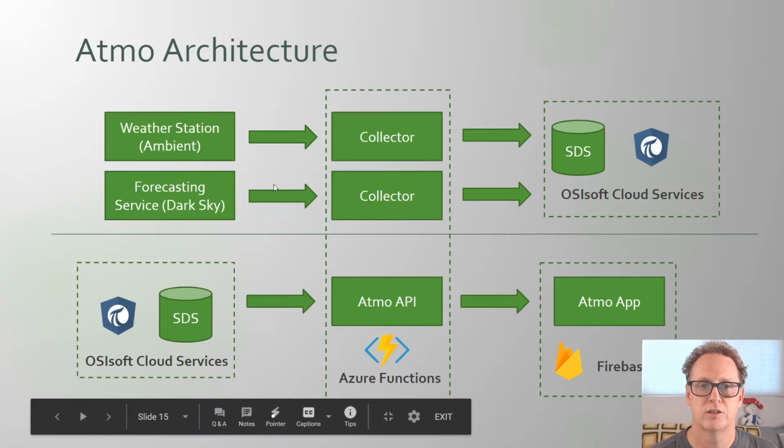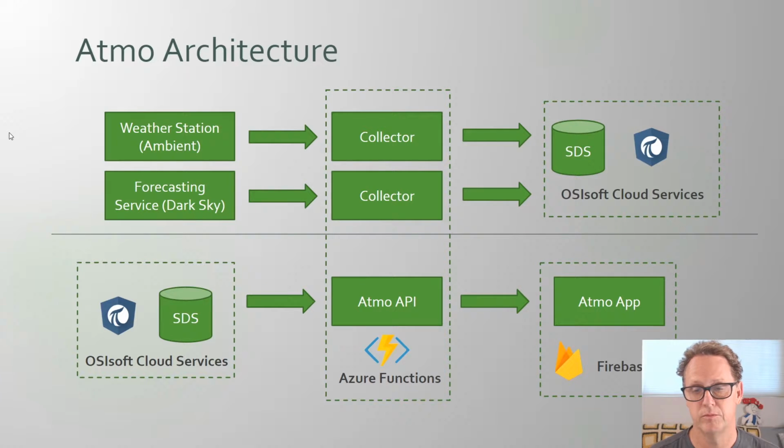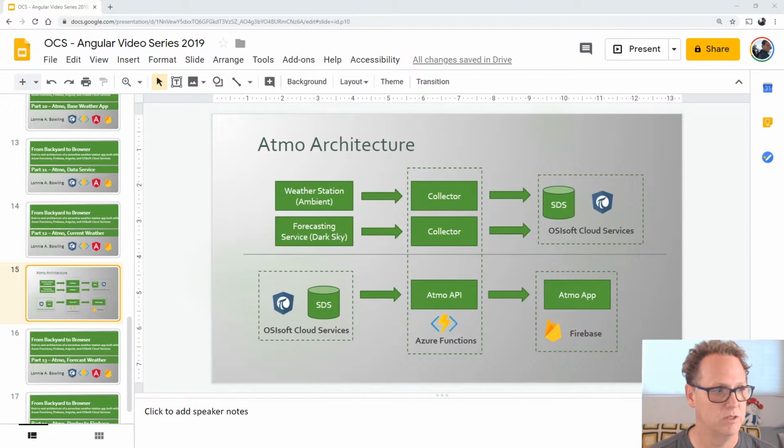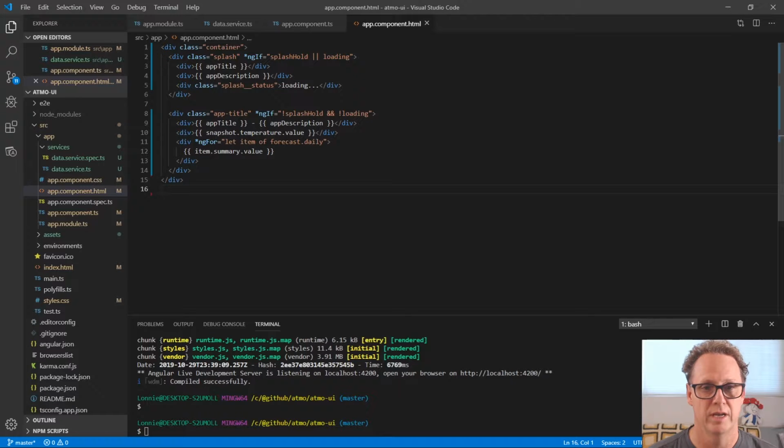Looking at the architecture, quick review, we're now completed with the top part of collecting all the data, getting it into the sequential data store, and pulling that data out of that store using an API that we've deployed to Azure as Azure Functions. And we're finishing up our Atmo application that we're going to deploy to Firebase when that's all done. So let's get out of our PowerPoint and come over to our application.